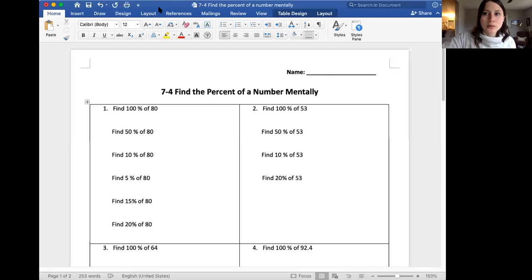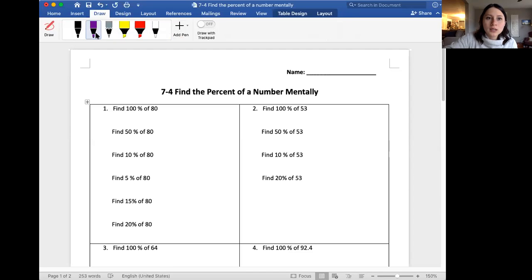Okay, so I actually created a little worksheet for us, and that's what we're going to use in our class. You can download this and print this off of RenWeb. It's titled 7.4, find the percent of a number mentally. I'm not going to do all of this with you, but I've broken down these percentages of a number, and what we're going to do is just find the percentages of these amounts. Each box is the same amount, and we're looking at the different percentages of that amount.